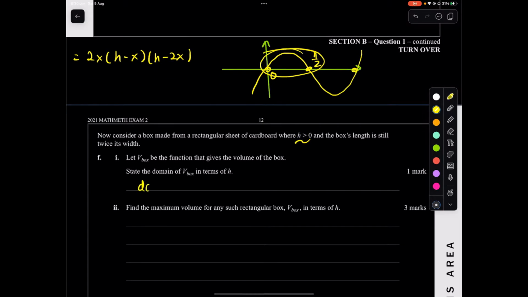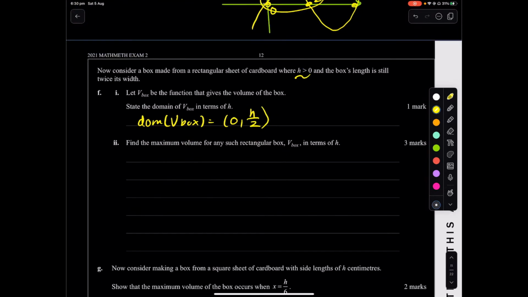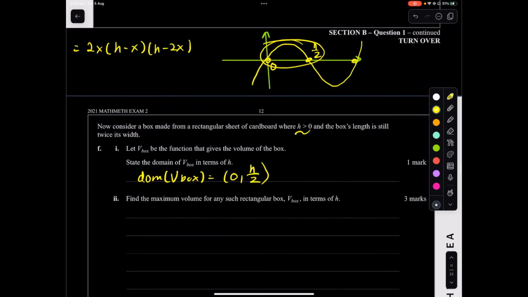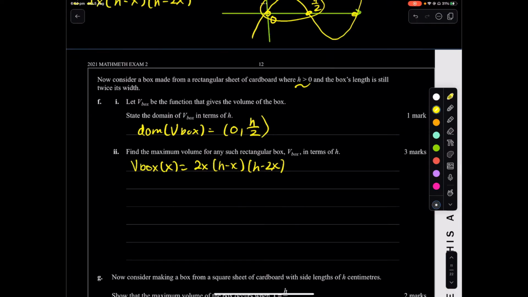So the domain of V box is 0 to h over 2. Okay, find the maximum volume for any such rectangular V box in terms of h. We know that V box of x is equal to 2x times h minus x times h minus 2x, and let's find the derivative.